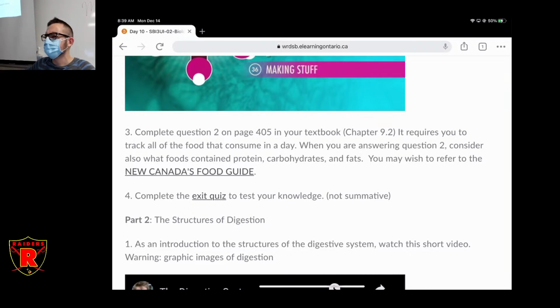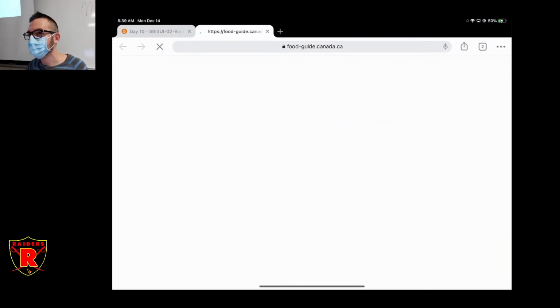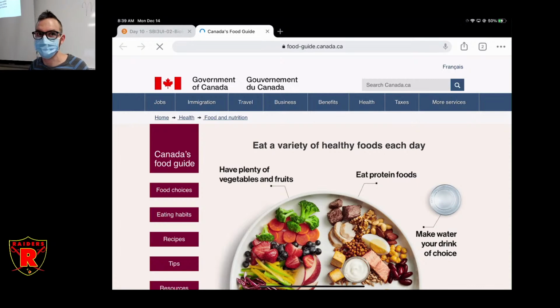They updated Canada's Food Guide last year. Do you guys remember? Or maybe nobody even paid attention to it. It was last year or the year before. Let me just open it up quick here. It's a much better food guide than it was previous.